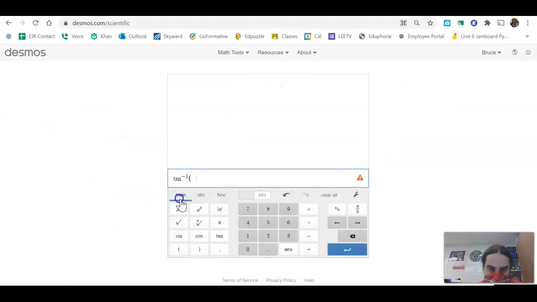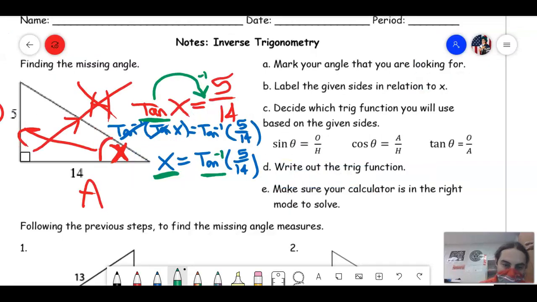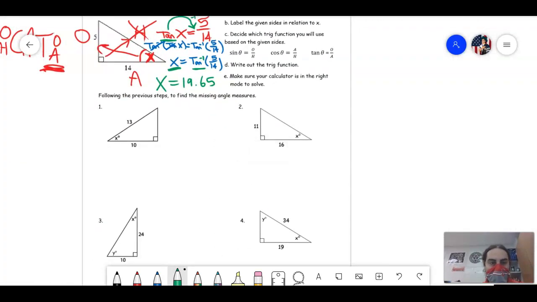So go back to main, 5 divided by 14. Oh, whoa, back. Make sure you're inside the parentheses, 5 divided by 14. Tan inverse, 5 over 14, gives me my missing angle, 19.65. All right. Now, if that was kind of hard to understand, I know it's really close quarters there. Let's try another one down here on number 1.